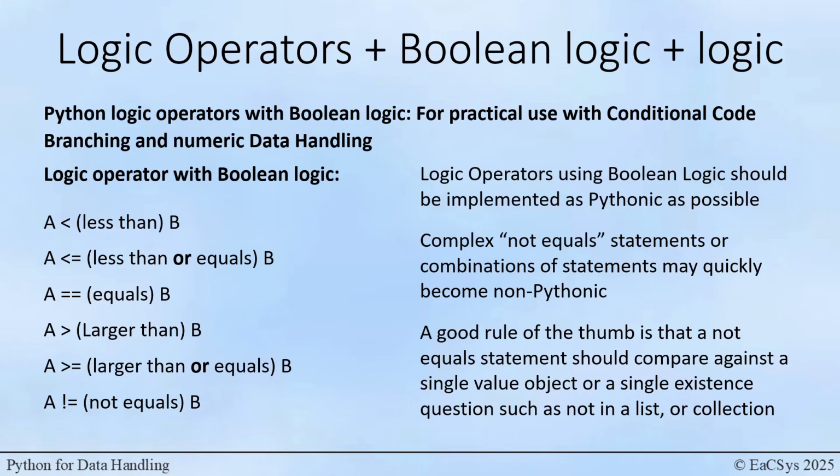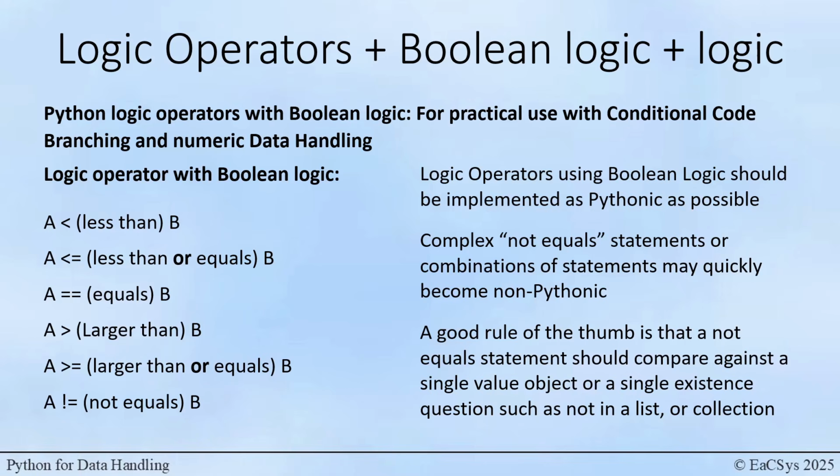And here we have some good Pythonic examples of logic statements useful to control conditional code branching. First we have A is less than B and A is less than or equals B. These less than or greater than statements are very useful to handle numeric variables. We also have the equal statement, which checks both the type and value of the two compared variables. And finally, we have a not equal statement, which also checks both the type and value of the two variables.